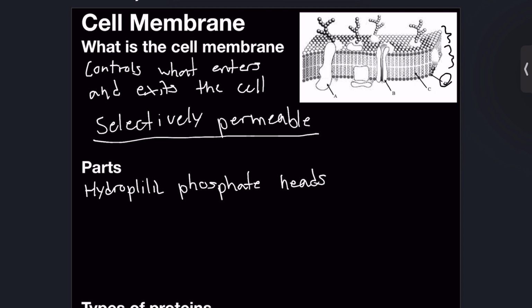So this right here is the inside of the cell, and this is outside of the cell. Outside of the cell, it's exposed to fluid, which is why it's on the outside, and inside of the cell, it's exposed to cytoplasm, which is why they're always facing outwards.